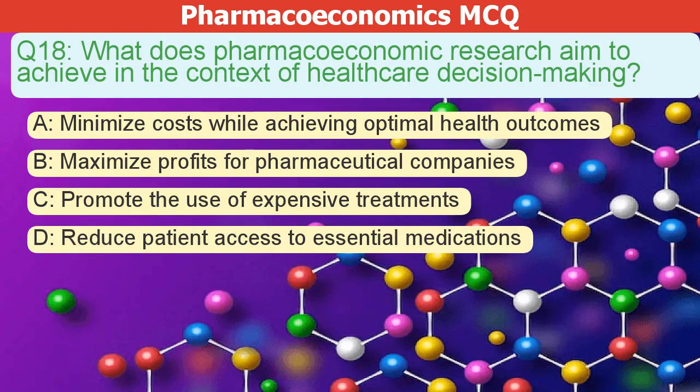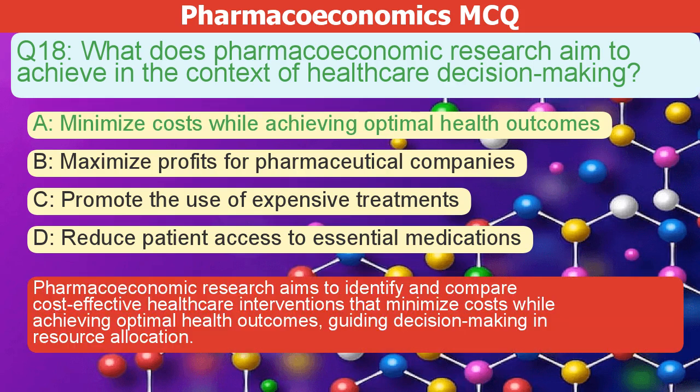What does pharmacoeconomic research aim to achieve in healthcare decision-making? A. Minimize costs while achieving optimal health outcomes. B. Maximize profits for pharmaceutical companies. C. Promote the use of expensive treatments. D. Reduce patient access to essential medications.